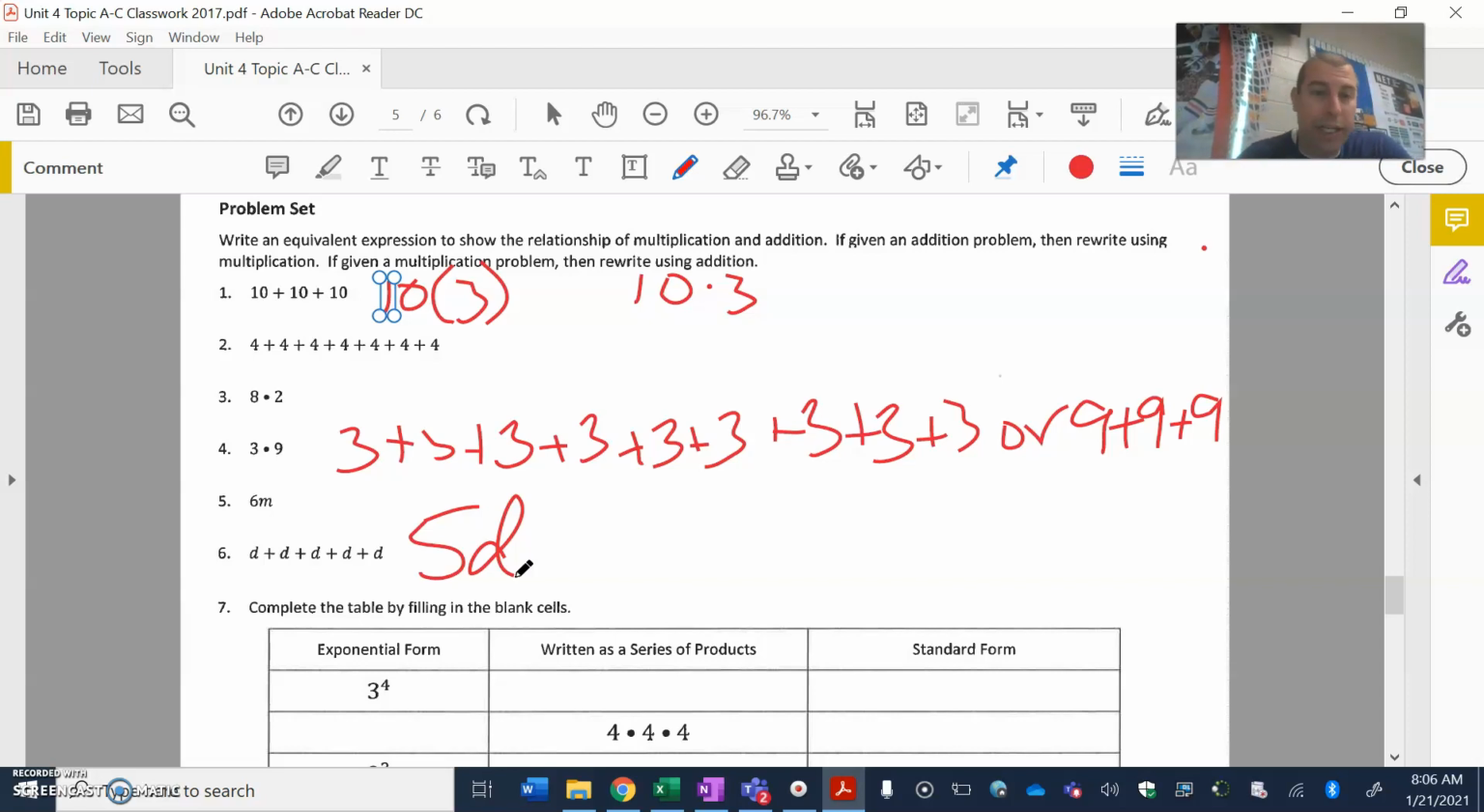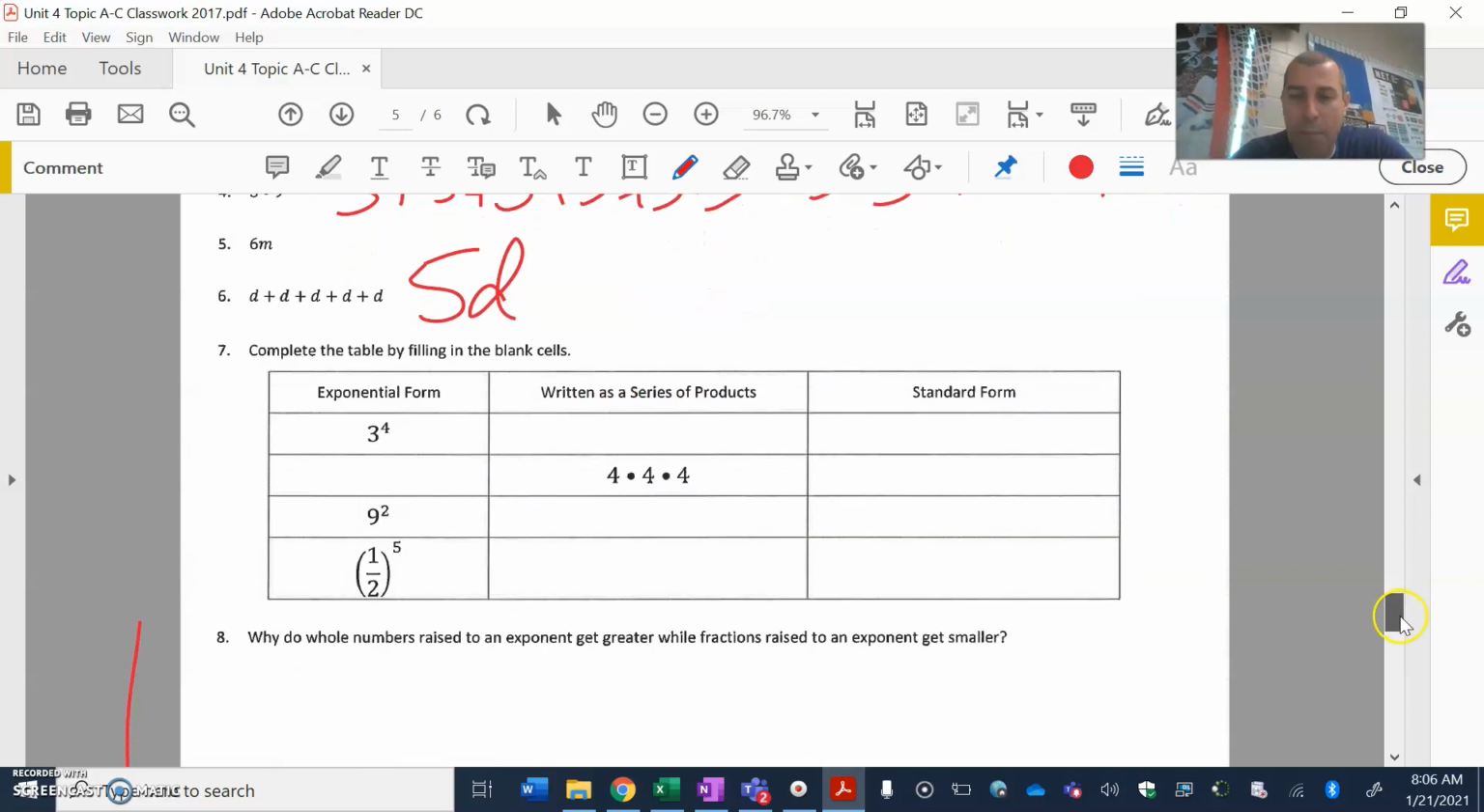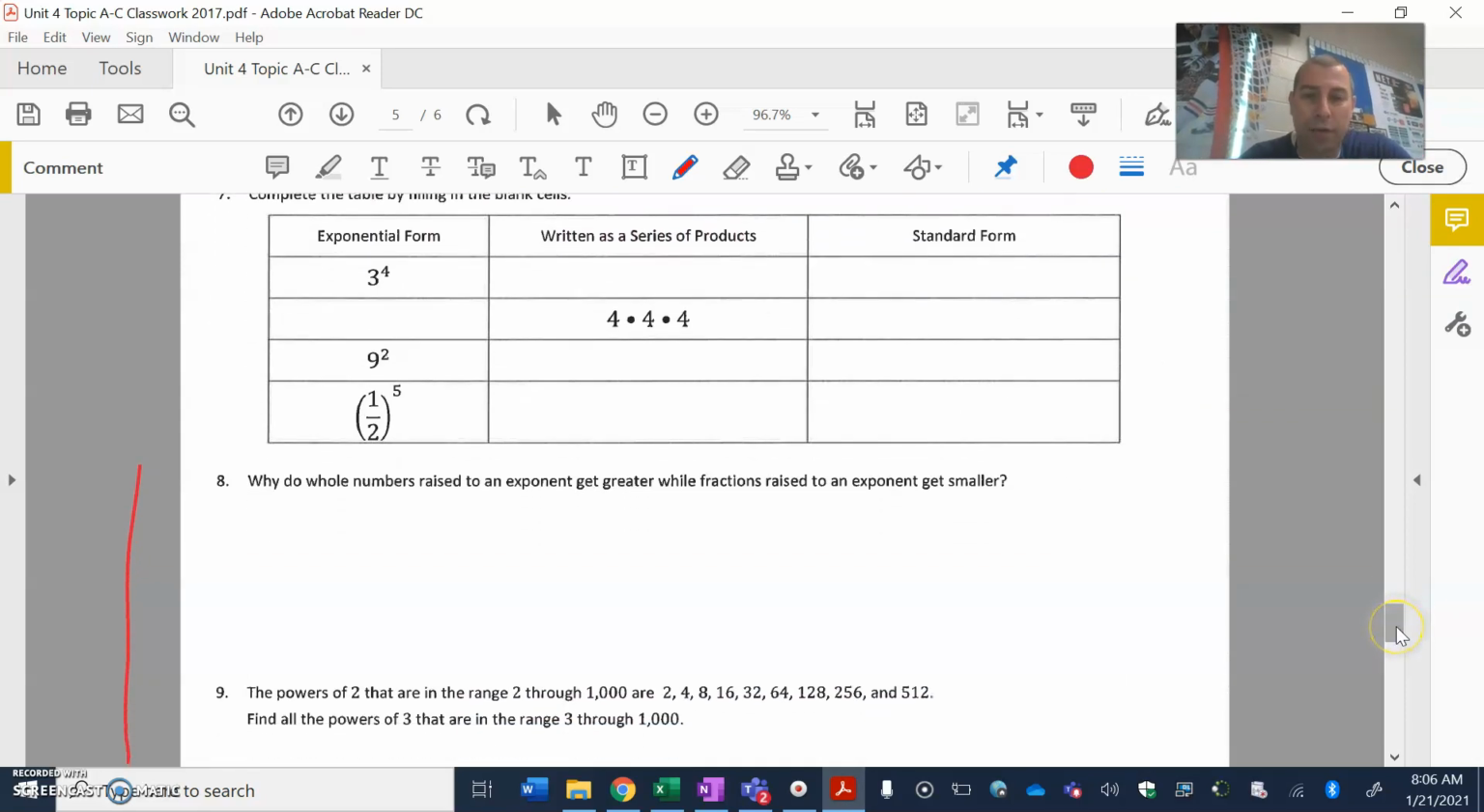If you want to pause the video right here and finish those and then keep on with me, hey, that's fine. In the next section, they're asking you to fill them in.